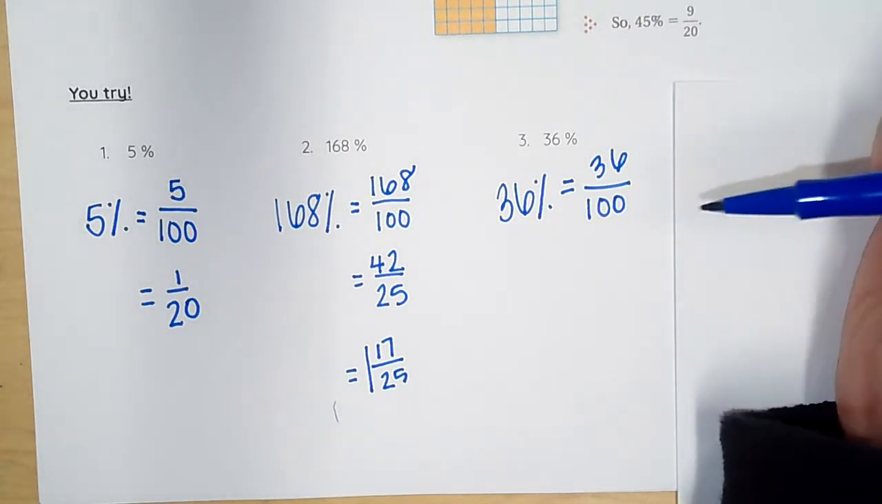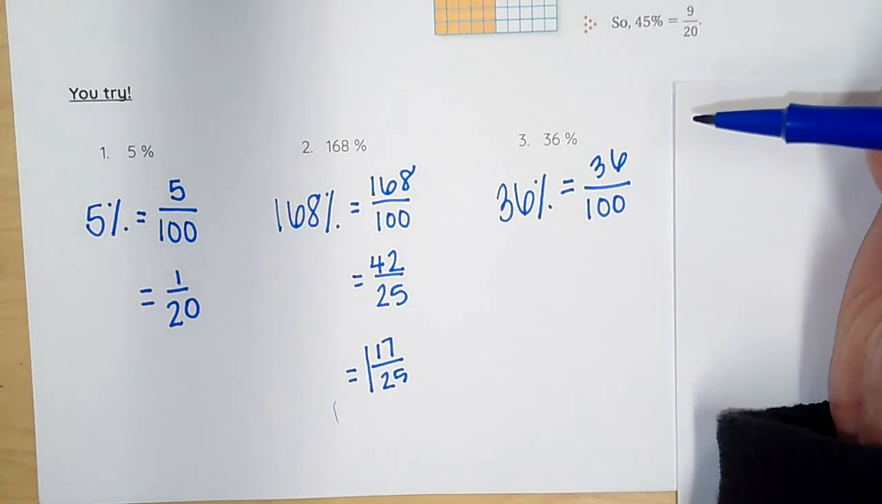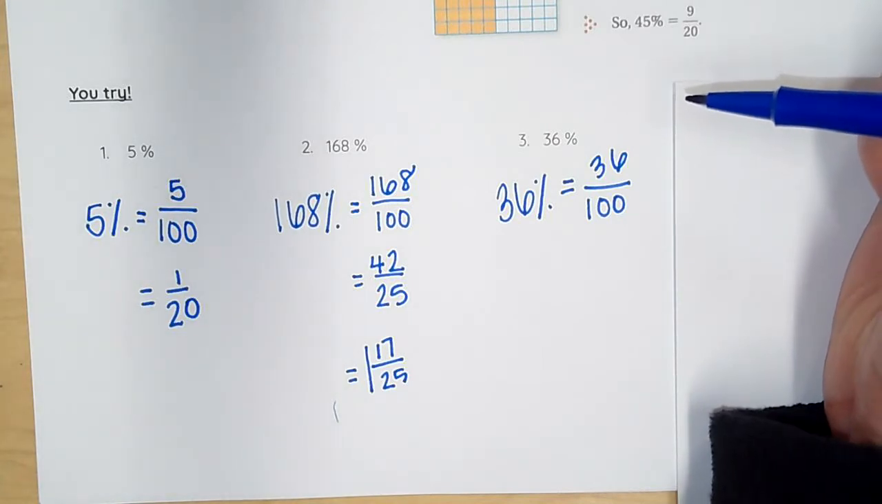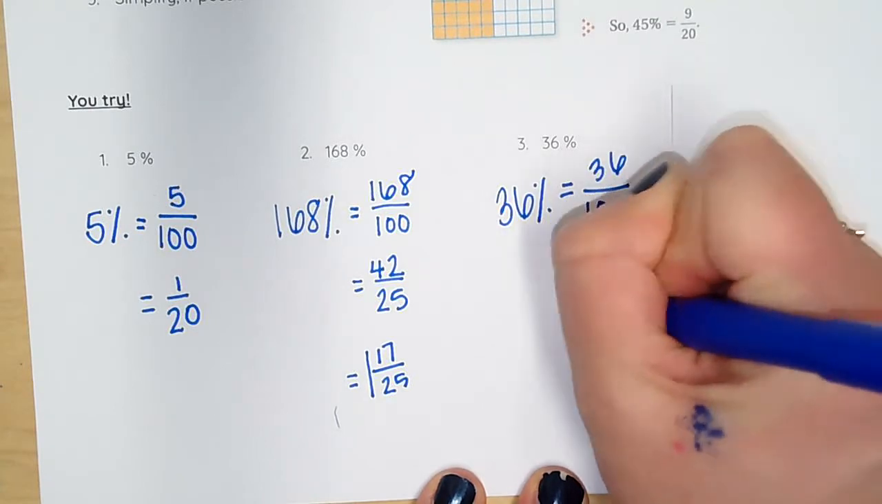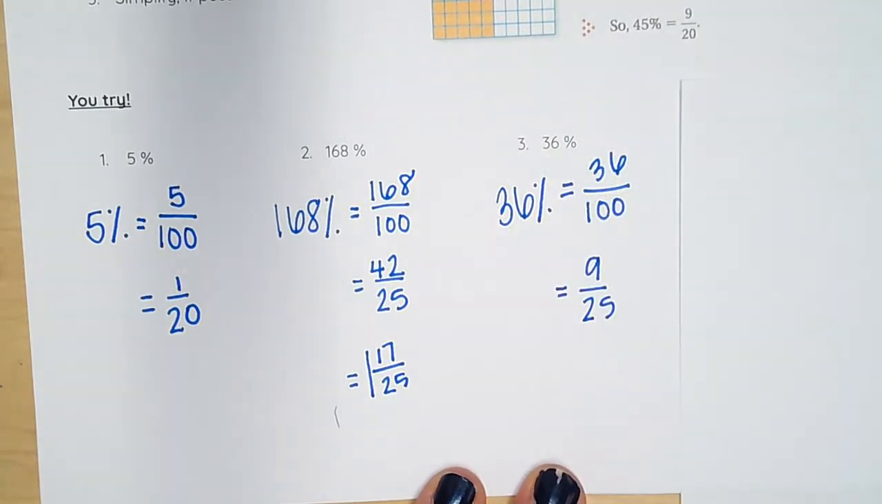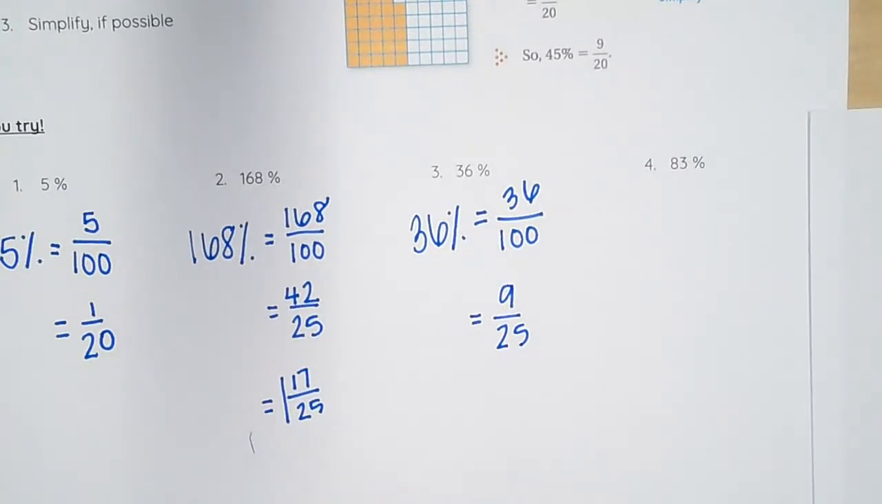Yes, so we always start off with that 100. Now I see, can I divide these by the same thing? Yes, I can divide them both by 4. So I do that and get 9/25. All right, why don't you try this one on your own?